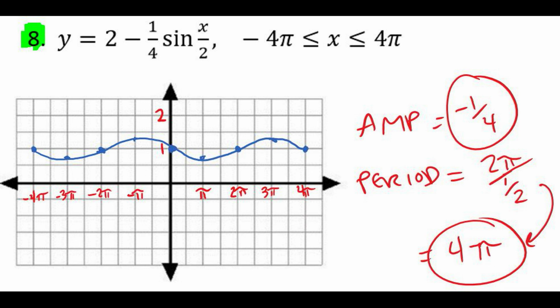So I set up the scale. I went from 0 to 4 pi, and then 0 to -4 pi on the left side. I know my amplitude is only going to go up 1/4. So I know it's going to be a half of a half.